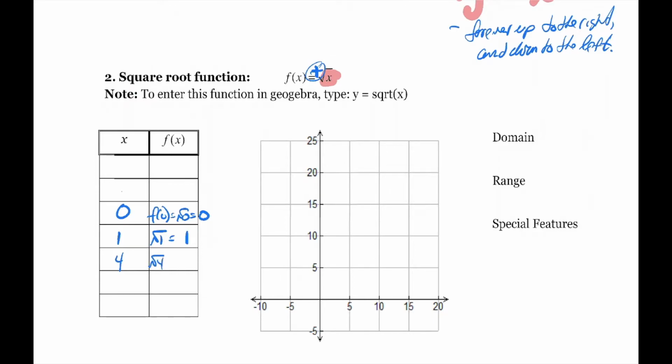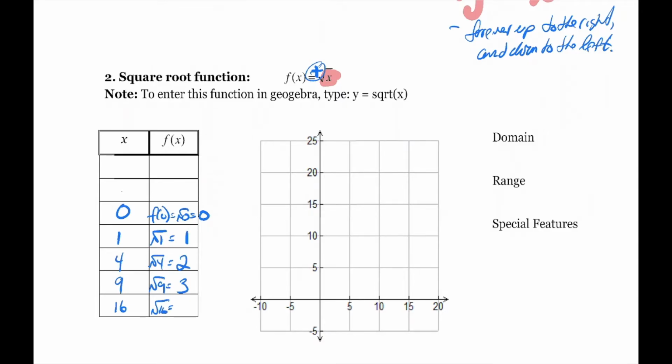So here we look at 4. Square root of 4 is going to be 2. And again, we keep going up, 5, 6, 7, 8, 9. So we're looking at the perfect squares. The square root of 9 is going to be 3. And maybe one last one we're going to look at is 16. So root 16 is going to be 4.